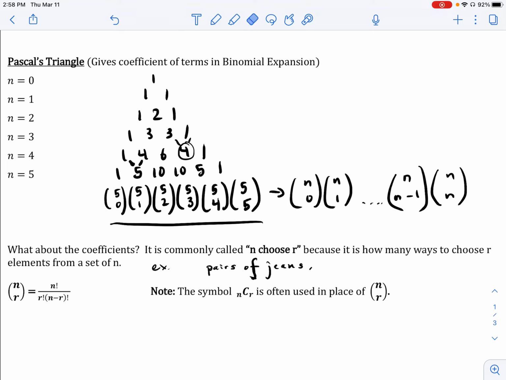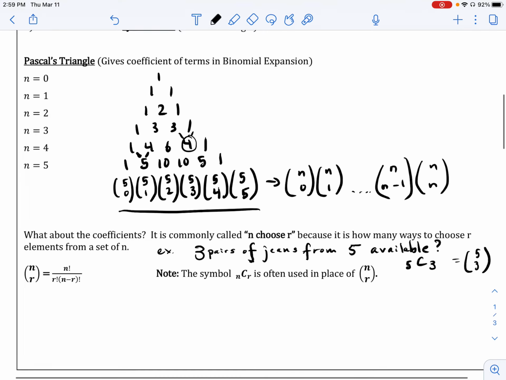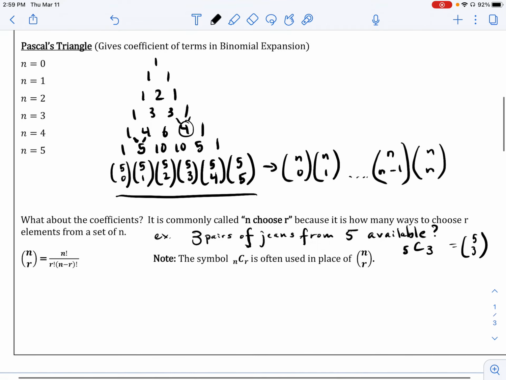Let's actually write it that way. Let's say 3 pairs of jeans from the 5 that you have available, right? Another way of writing that mathematically would be to say 5 choose 3. So we would say 5 choose 3. That's notation. And another way of writing that is exactly what I have written up here. 5 choose 3.